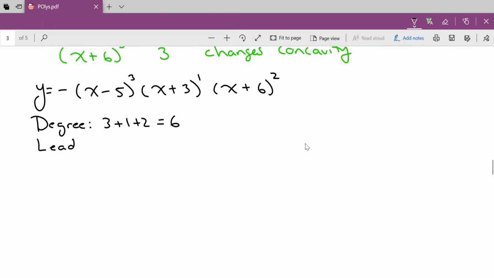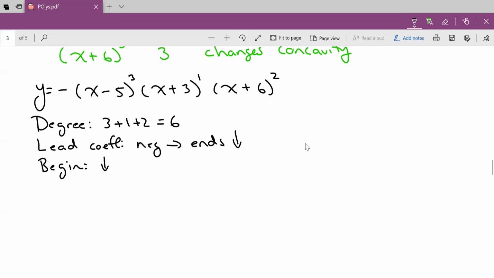The lead coefficient is negative, so the graph ends down. How does it begin? Well, we're even. We end down. An even graph starts and ends the same way, so we will also begin down. Perfect. We know our x-intercepts because we're in factored form. Our y-intercept we could find by letting our x value be 0, but I'll leave that off for now.